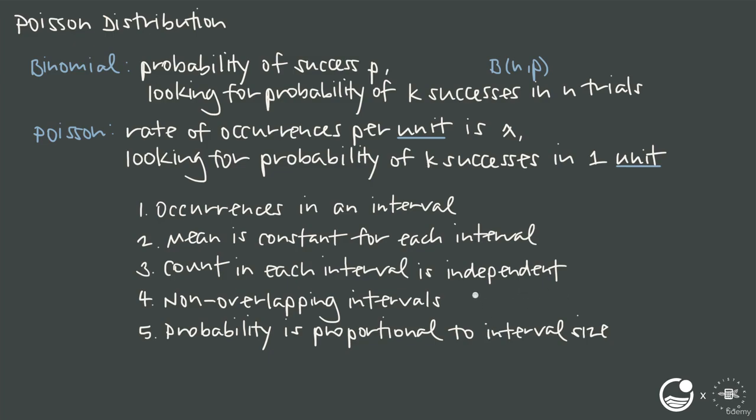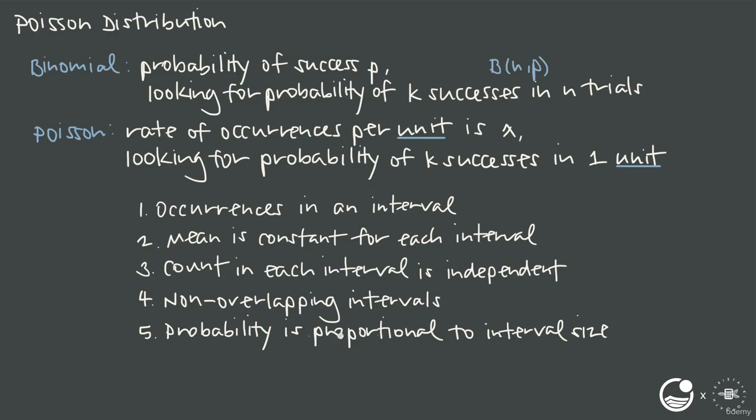We can't count planes from 9 to 10 and then treat 9:30 to 10:30 as another interval. Those intervals would overlap. And then finally, we have to be able to say that probability is proportional to interval size, which just means that if we determine that the rate at which planes pass over the house is, let's say, 10 planes per hour, then we need to be able to expect that in any 2-hour interval, we should see 20 planes pass over the house. In a 3-hour interval, we should see 30 planes pass over the house.